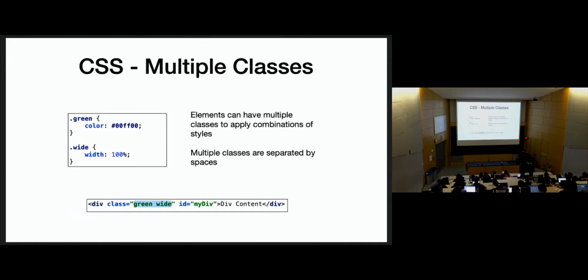And I said finally on the last slide, but additionally, we can have multiple classes separated by a space. So I have two classes here. Regardless of what element, if it has class of green, color it green. Regardless of what element, if it has class wide, set the width to 100%. So I have a wide green div with ID my div here. And that'll have both properties applied to it.